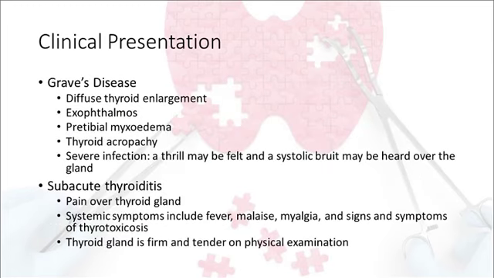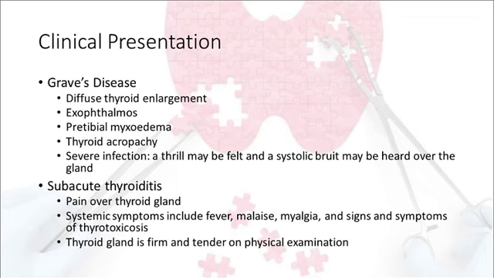Now, in terms of Graves' disease, this is usually where you will find a diffusely enlarged thyroid, as well as exophthalmos and of course myxedema in certain cases. In a severe case, a thrill itself may be felt and a systolic bruit may be heard over the thyroid gland itself.